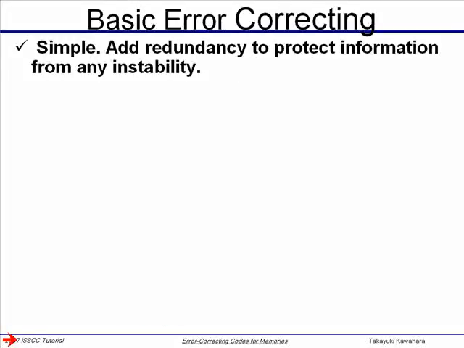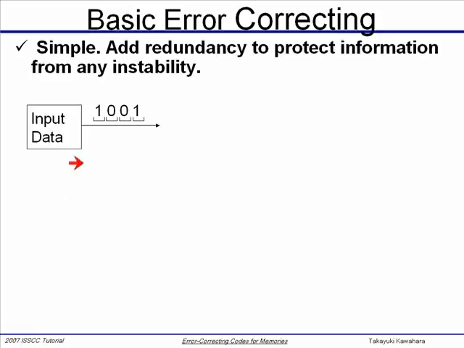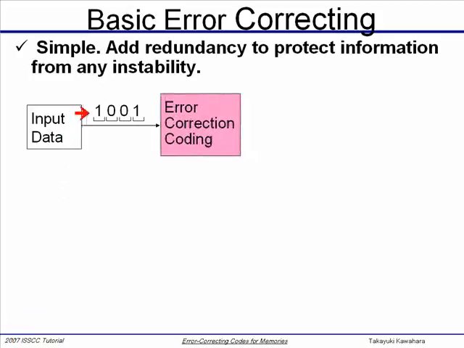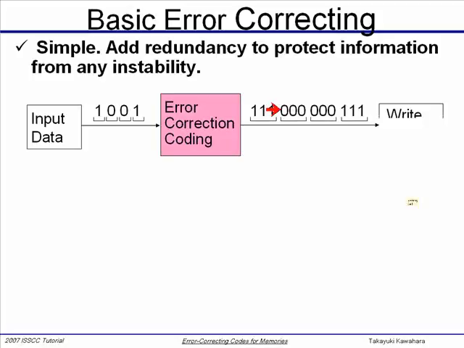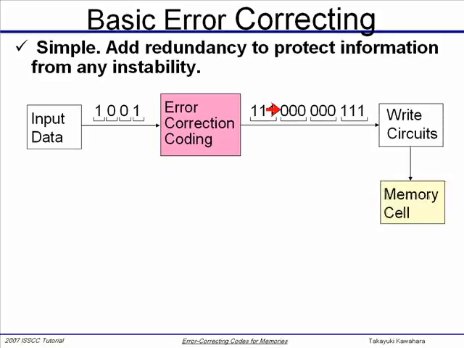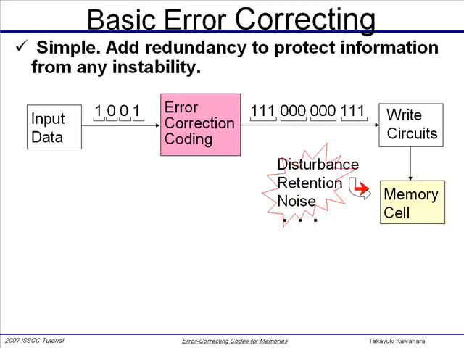Okay, so let's see the same thing at the block level. It is completely the same thing. For the input data, we would like to record 1001. We insert the error correction coding. In the same way, 1 becomes 111, 0 becomes 000. So it is converted this way. Then, through the rewrite circuit, we write it down in the memory cell. Of course, there is some disturbance, retention and noise. The memory cell is unstable.